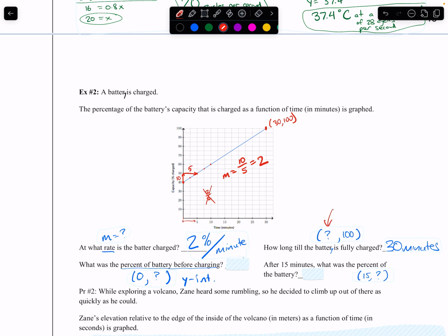The third question, what was the percent of battery before charging? Well, when x is 0, y is 40. So we started at 40% charge before we even plugged the phone in. The last question, after 15 minutes, what was the percent of the battery? And it's 70% because we look at 15 minutes. There's our point on the line, and the y-coordinate of that point is 70.